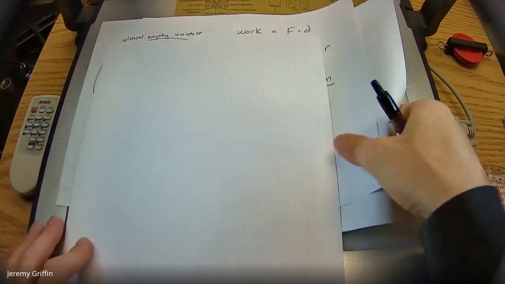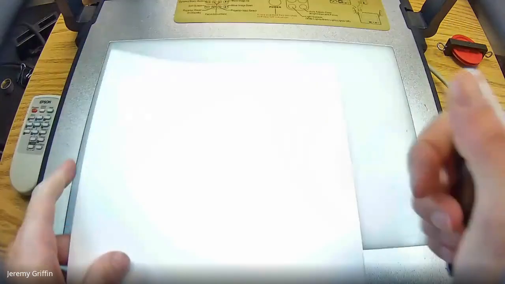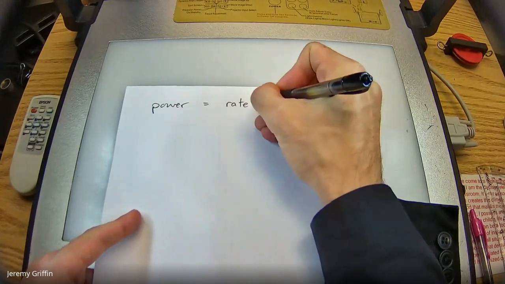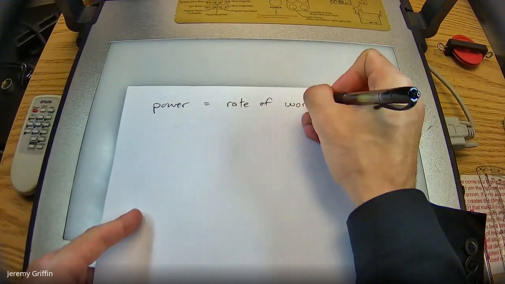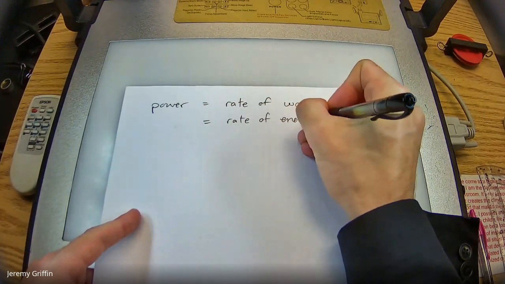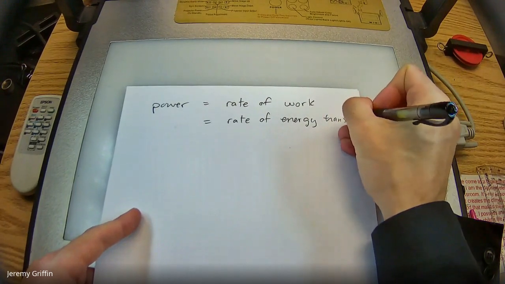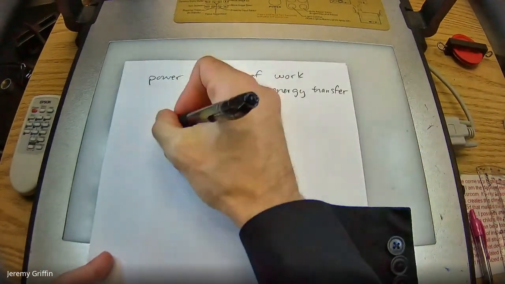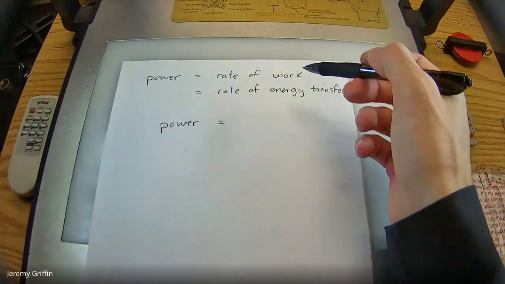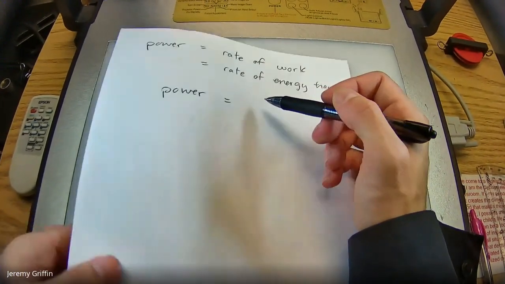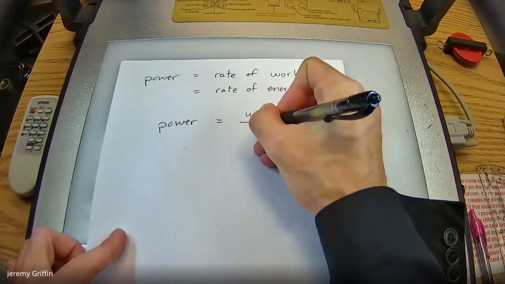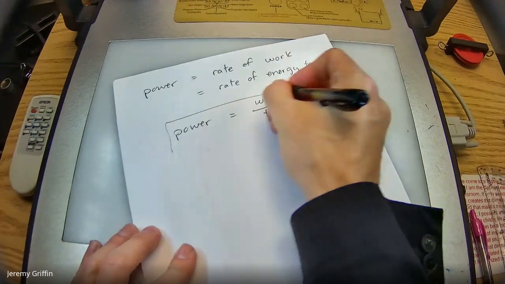So new variable with a new unit, new concept, power. This is a rate of work, or you could say a rate of energy transfer, because that's what work is, right? Work is an energy transfer. Okay. So power is, well, you guys know what rate of means, right? It's just that term divided by time. The rate change of displacement is velocity. Rate change of velocity is acceleration. Rate change of work, that's work per time, is power. Okay. So something to do with that.